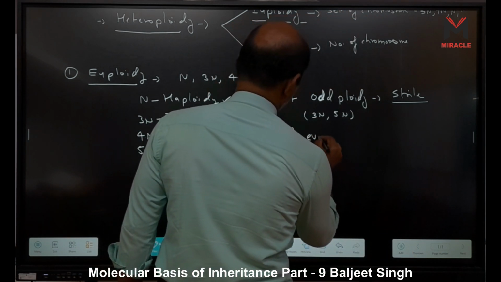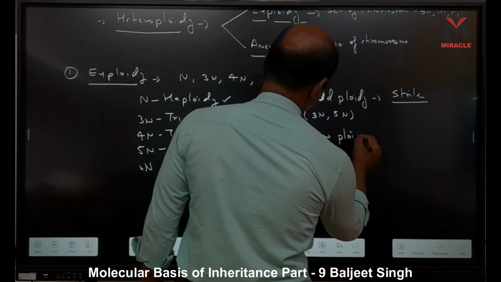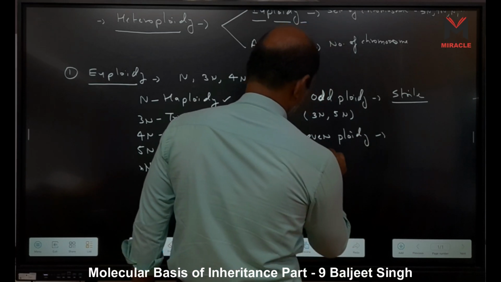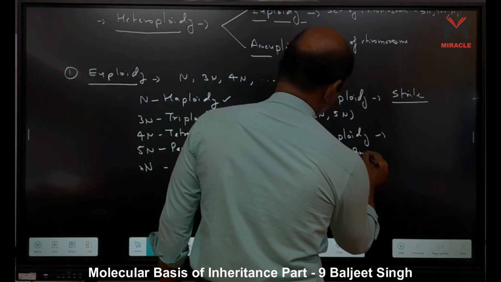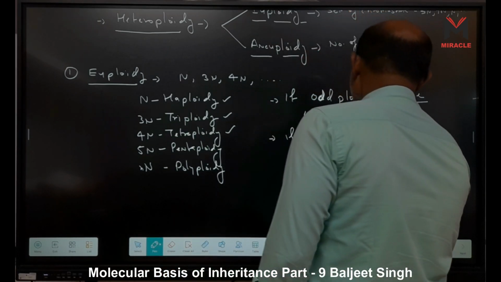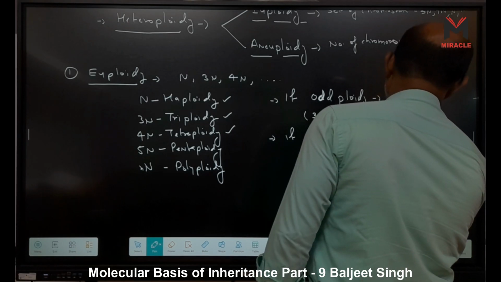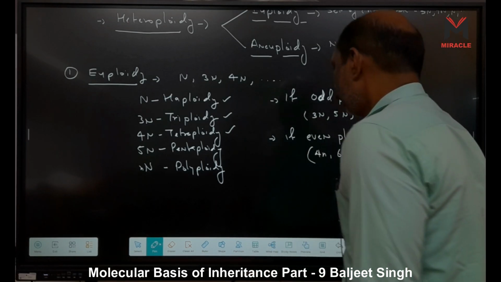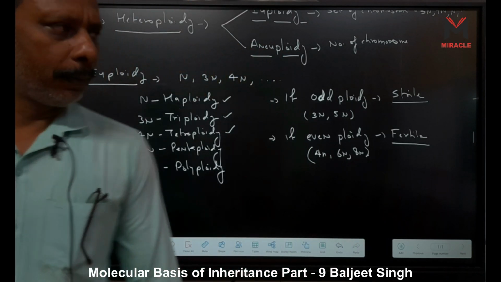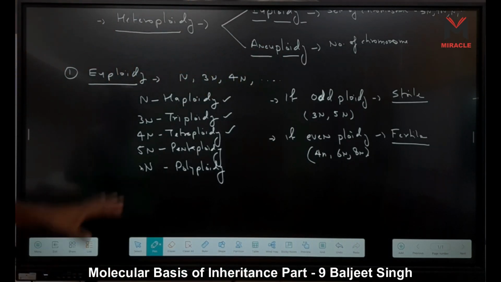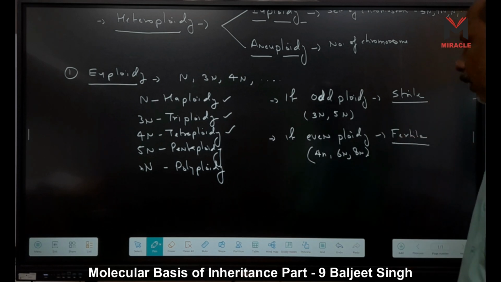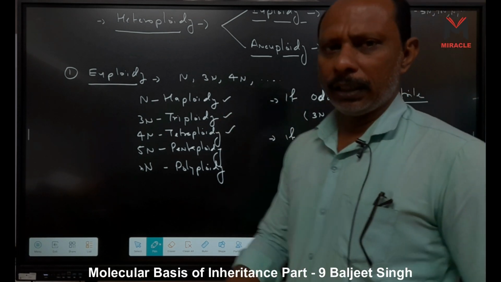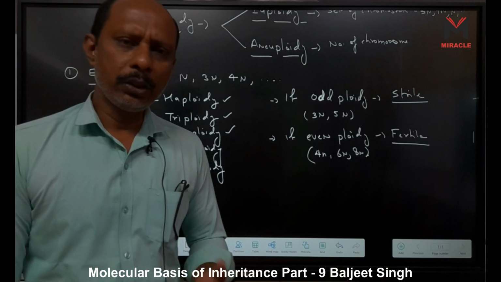If it is even ploidy, as for example 4N or 6N or 8N and so on, then these are fertile. With some experiments we can understand this. Do you understand euploidy? Euploidy simply means the set of chromosomes is increased. As for example, in normal human there are 46 chromosomes, which is 2N.